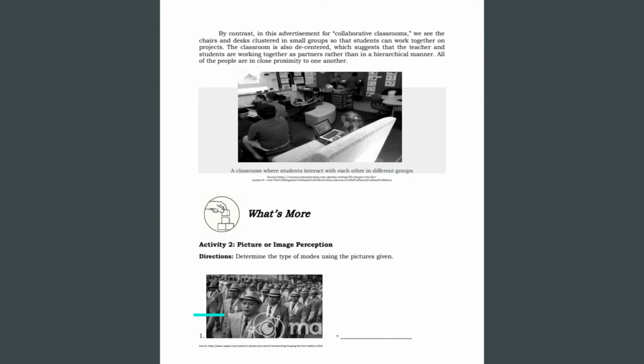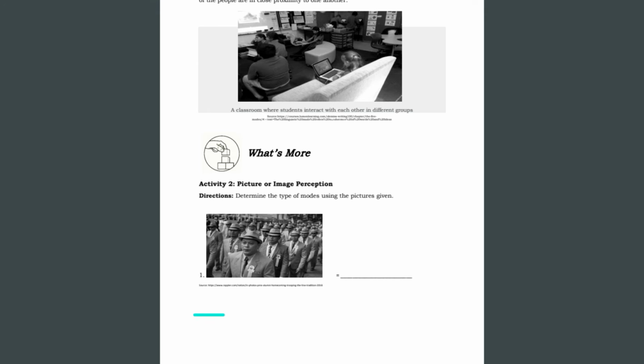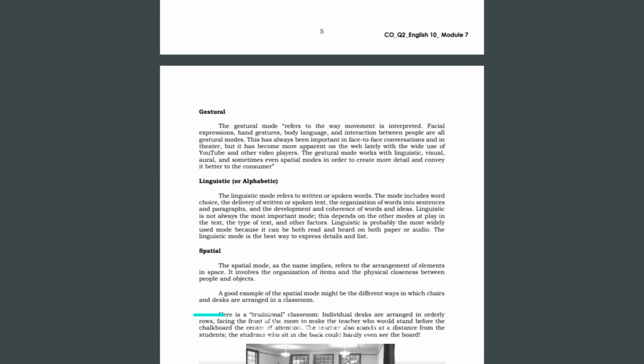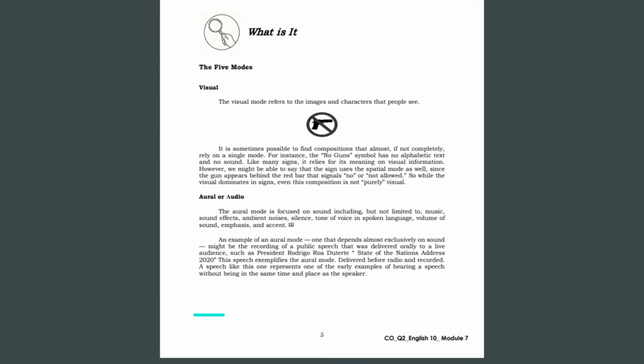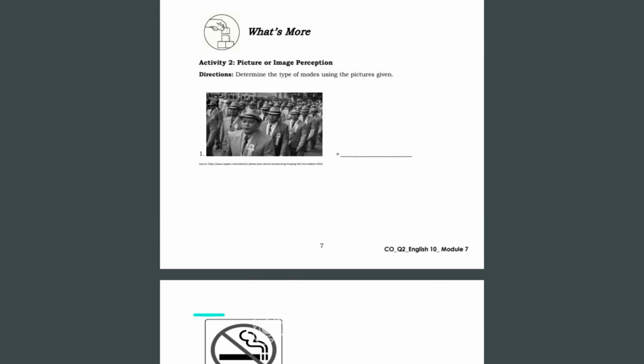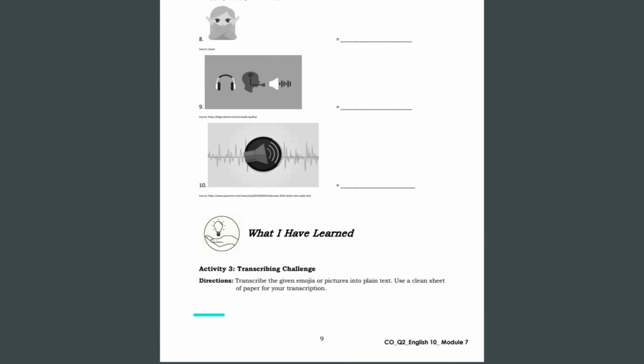So what's more? In activity 2, picture or image perception, determine the type of modes using the pictures given. Remember, the 5 modes are visual, oral, gestural, linguistic, spatial. You're going to determine what kind of mode the picture is showing. There you go, that's up until 10.